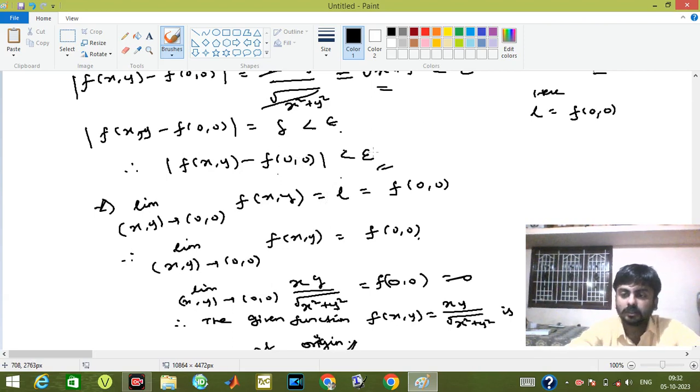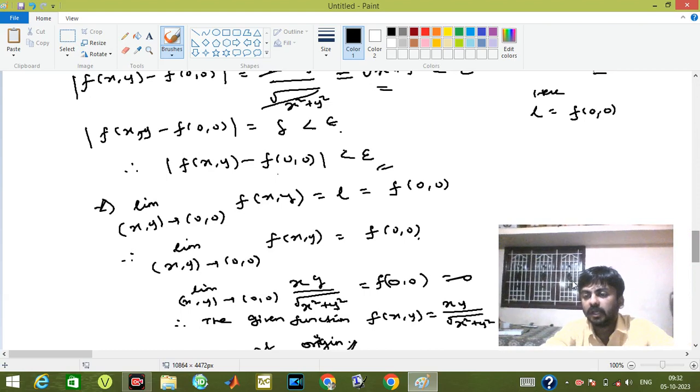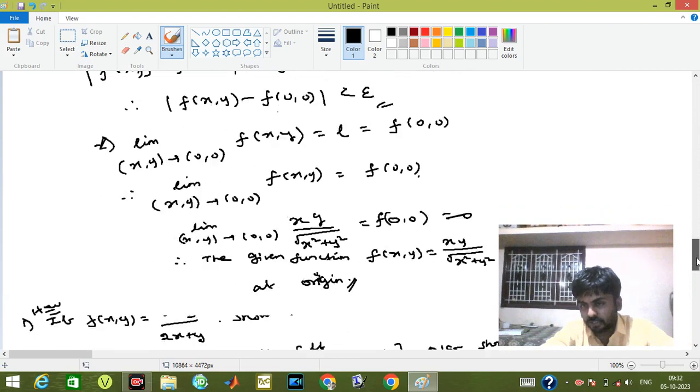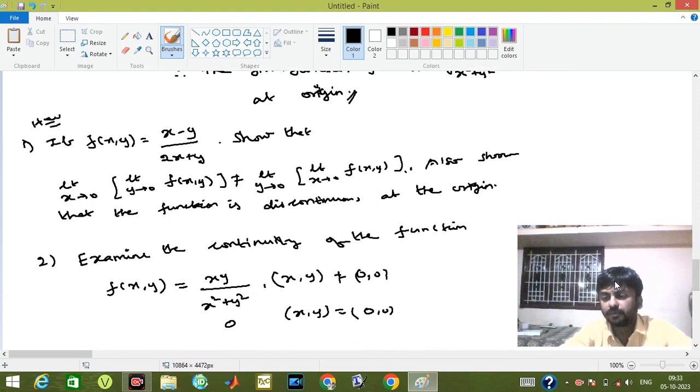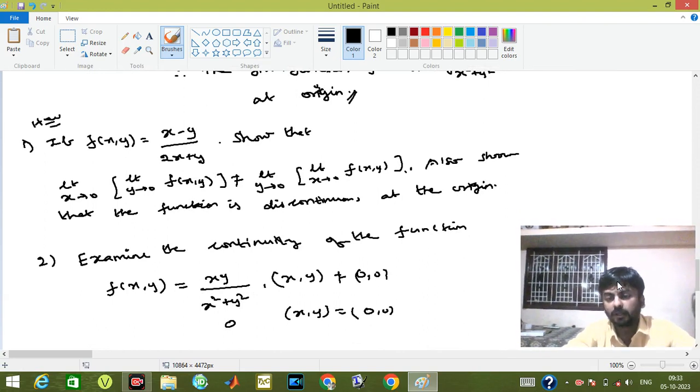And for the first problem, if the repeated limits are not equal, the double limit will not exist. If the double limit does not exist, then the function will not be continuous. I hope you can do this problem.